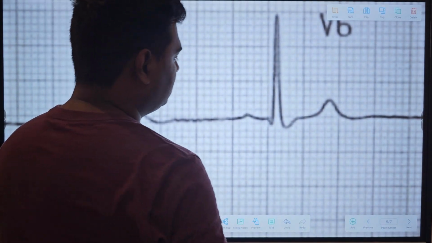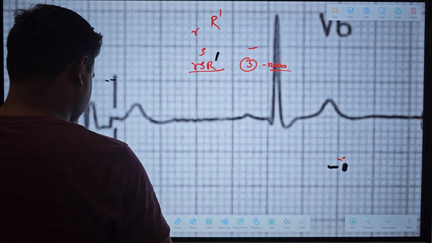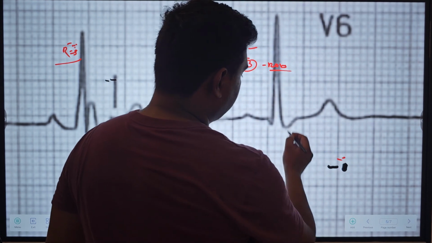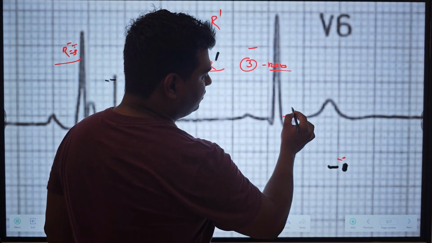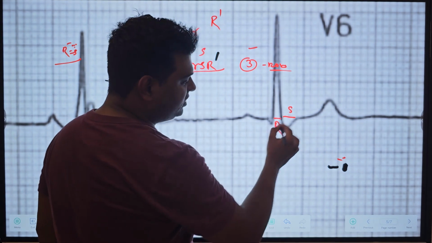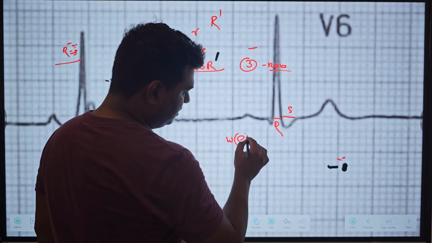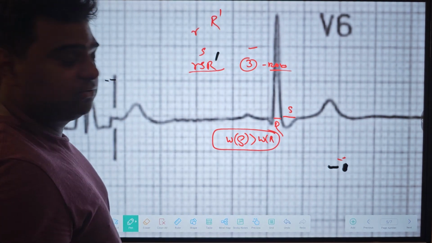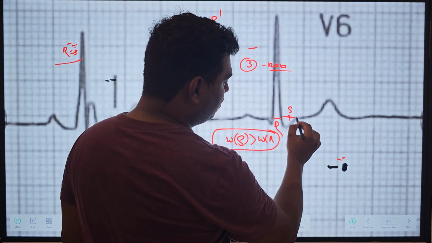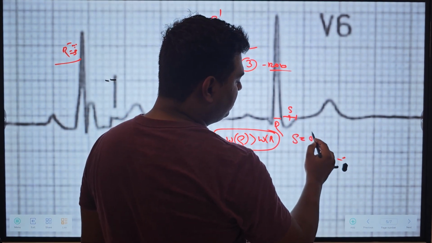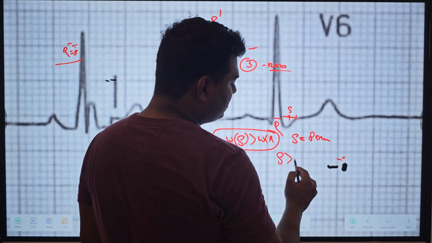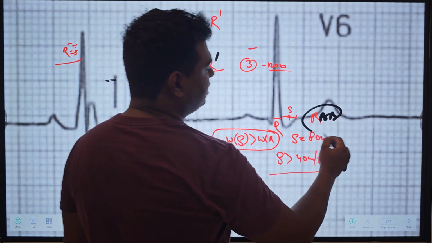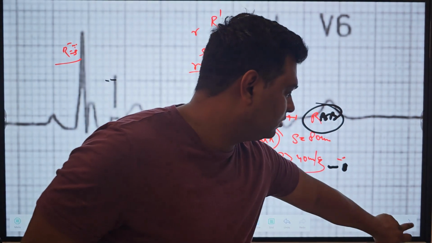Now see this. This is the S wave, this is the R wave. Now you can easily see that the S wave width is more than the width of the R wave. So yes, this criterion is also fulfilled. Second, there are two small boxes, so that means the S wave width is around 80 milliseconds. And I have told you that if the S wave is more than 40 milliseconds, it is a criterion for right bundle branch block. So yes, this is a case of a right bundle branch block.